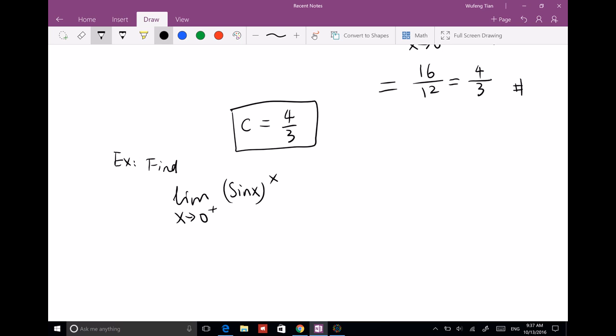Okay. Find the limit of sine x raised to the power x. Okay.